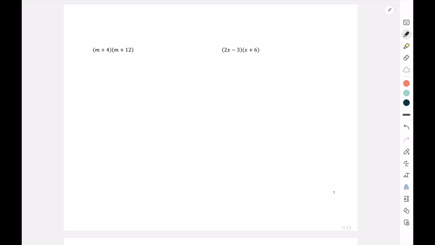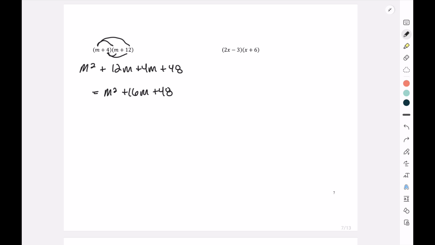So we're given in the first one (m plus 4) times (m plus 12). And so if we do the first one, m times m gives us m squared, m times 12 gives us positive 12m, 4 times m gives us plus 4m, and 4 times 12 would give us a positive 48. If we combine like terms, we would get m squared plus 16m plus 48.